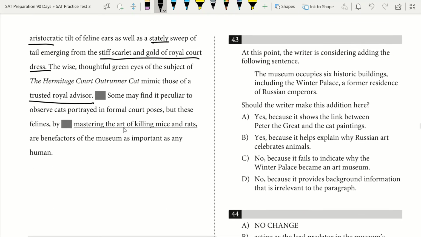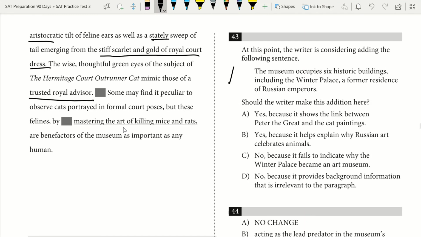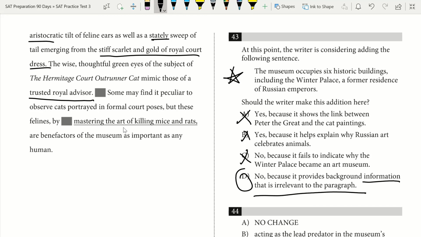All right, we are down here. We've got some may find it, or at this point, the writer is considering adding the following sentence. The museum occupies 6 historic buildings, including the Winter Palace, a former residence of Russian emperors. No, we're not going to add it because that's off topic, right? So I'm going to look for something that says that, and that's going to be answer choice D. It provides background information irrelevant to the paragraph, right? So that's an off topic sentence. We're not going to put that in the middle of our sentence talking about these cats and their portrayal as royal advisors. All right, so 43 there is going to be D.